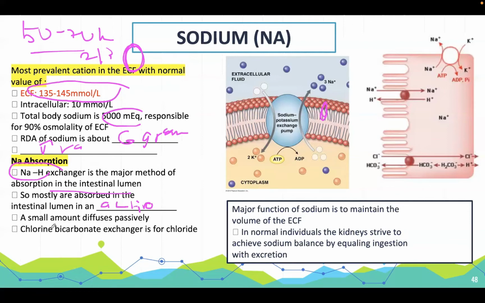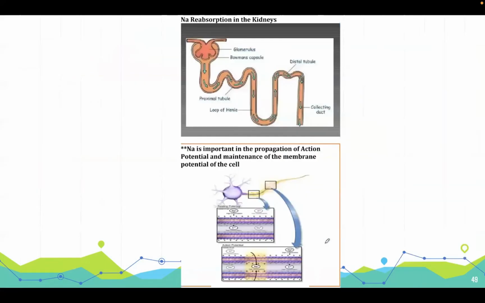Okay, what else? A small amount diffuses passively, and then chloride bicarbonate exchanger is for your chloride. So the major function of sodium is to maintain the volume of your extracellular fluid. In normal individuals, the kidneys strive to achieve the sodium balance by equaling ingestion with your excretion. So next po. Ayan, meron tayong tinatawag na sodium reabsorption in the kidneys, and then meron po tayong tinatawag na mga antidiuretic hormones. They are involved in the exchange of the sodium and then the water in the kidneys. So sodium is important in the propagation of action potential and maintenance of the membrane potential of the cell.